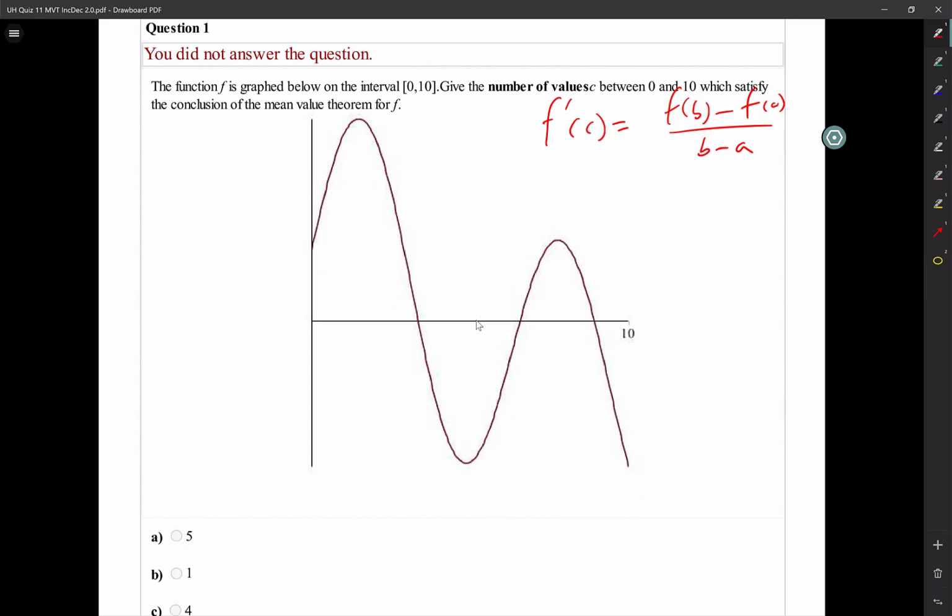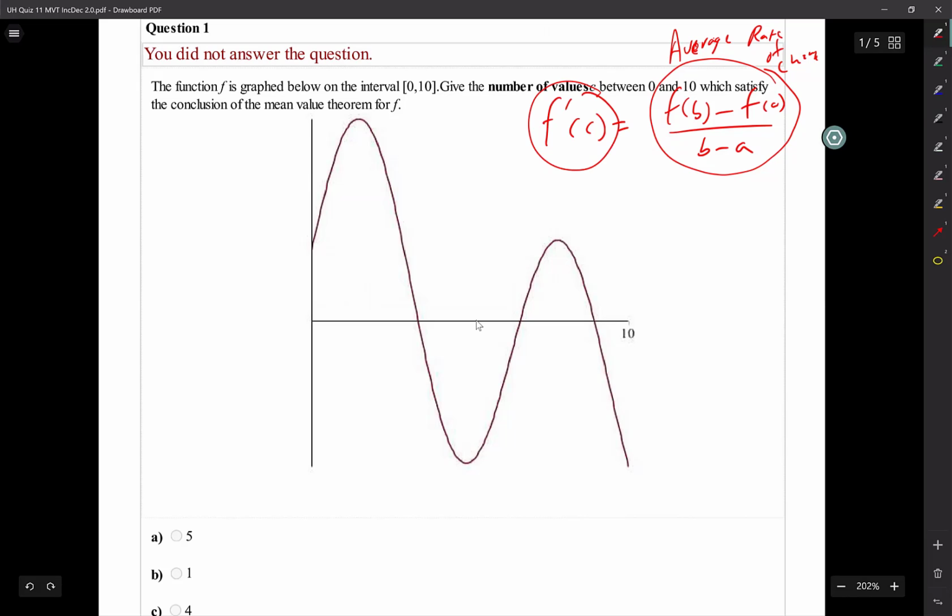What does this mean on the right? Let's say it. This is the average rate of change. And then this one is your instantaneous. I can't spell instantaneous. So where does your average rate of change equal your instantaneous rate of change? You don't have to be perfect.